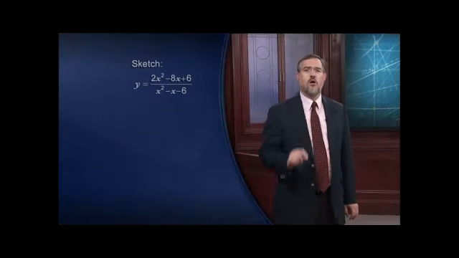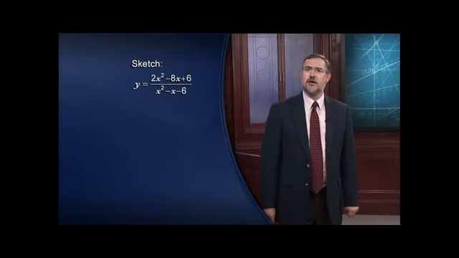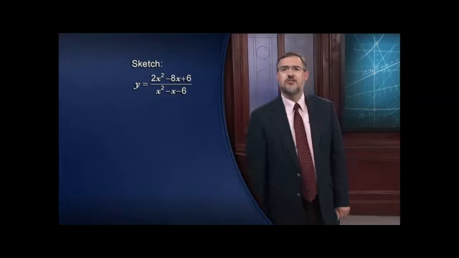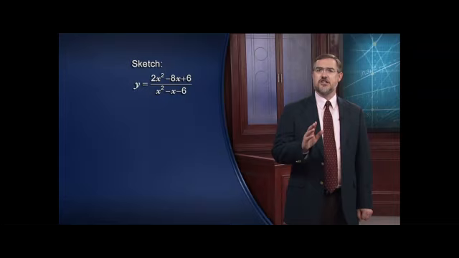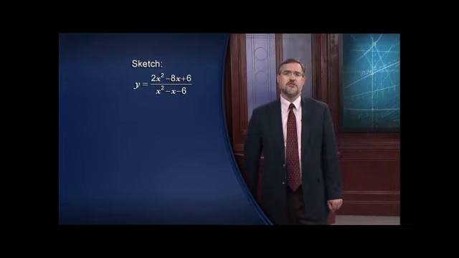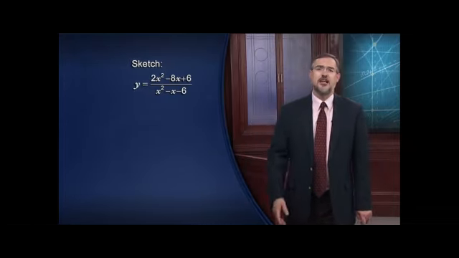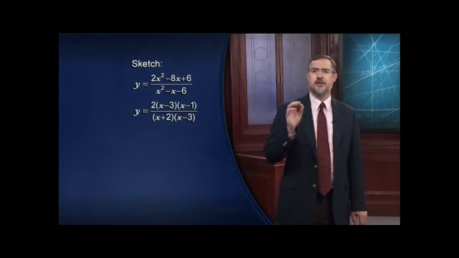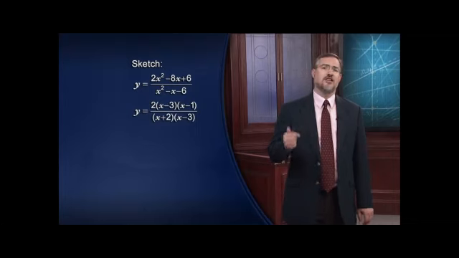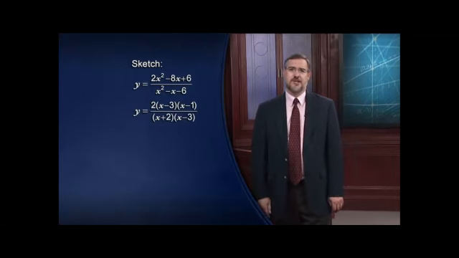Now, let's look at one more example. Sketch the graph of y equals (2x squared minus 8x plus 6) divided by (x squared minus x minus 6). First things first, let's factor both numerator and denominator and see what happens. In the numerator, when you factor, you're going to have 2 times (x minus 3) times (x minus 1). And in the denominator, you'll have (x plus 2) times (x minus 3).